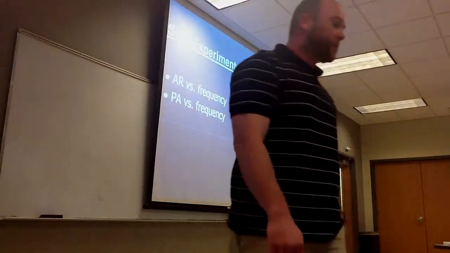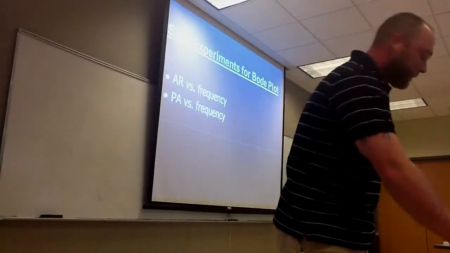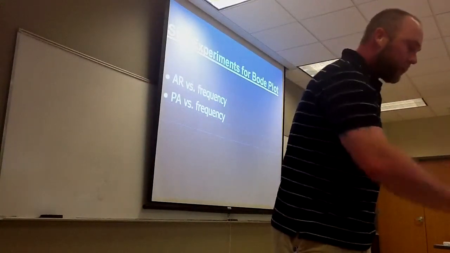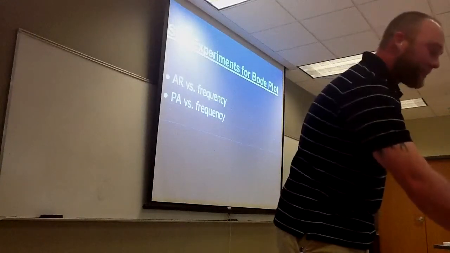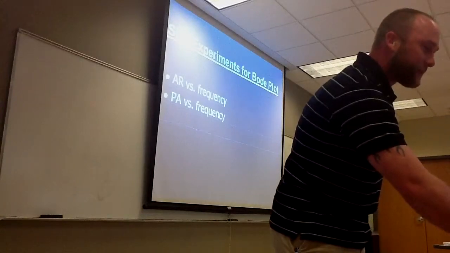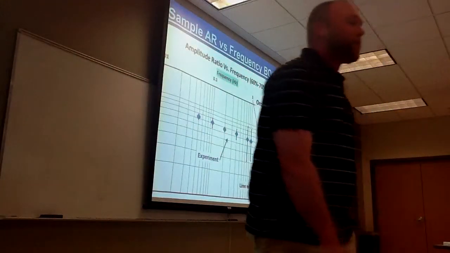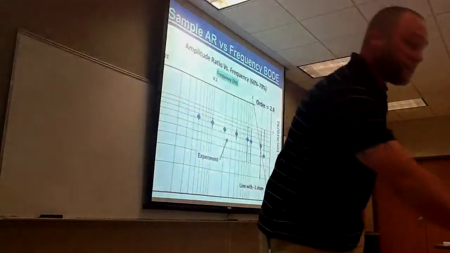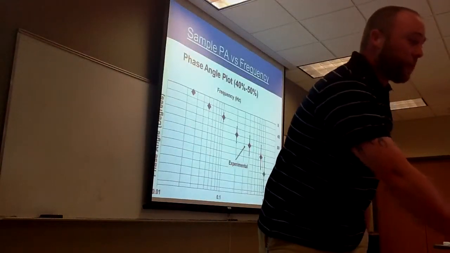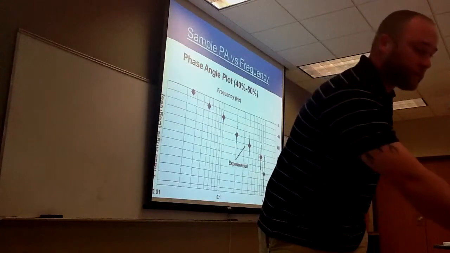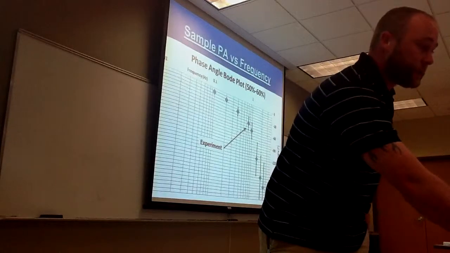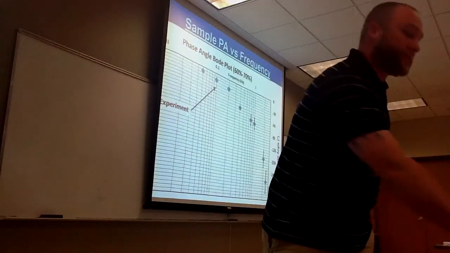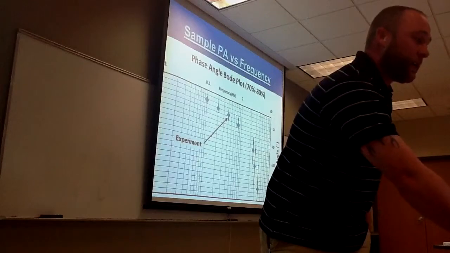Our sine experiments on our Bode plot, we got an amplitude ratio and a phase angle versus frequency. For our amplitude ratio versus frequency at 60 to 70, we had an order of 2. Our phase angle plot from 40 to 50, our phase angle plot from 50 to 60, our phase angle plot from 60 to 70, and from 70 to 80.